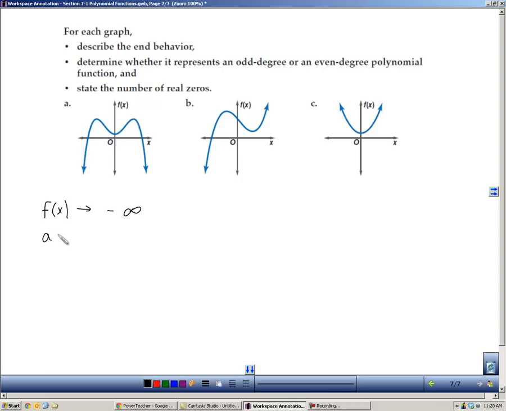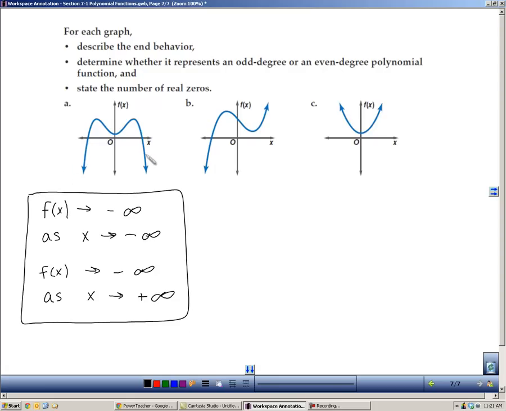as the x's approach what? As the x's approach negative infinity because they also go to the left. On the other side, the right side, the function approaches negative infinity again because it goes down as the x's approach positive infinity because as the x's get bigger, the function goes down. So this is the end behavior, a description of what happens on the ends.